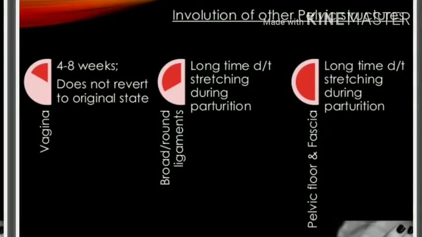Next is involution of other pelvic structures. In that, first one is the vagina. The vagina will take around 4 to 8 weeks or 6 to 10 weeks to revert back to its pre-pregnant state. It will gain its tone, but it will never come back to its virginal state. Next are broad ligaments and round ligament. Round ligament will take a long time due to recovery from the stretching and relaxation during parturition. Third is pelvic floor and pelvic fascia. Even this will take a long time due to stretching during the parturition.